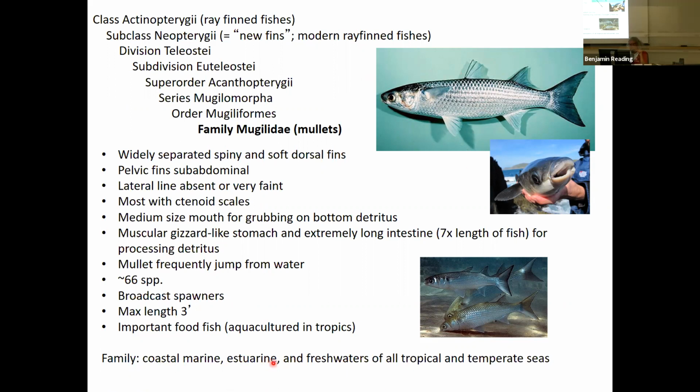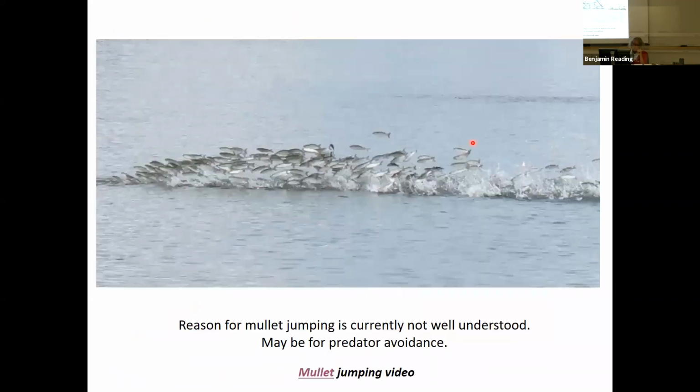Coastal marine estuaries, you know, they can come into the estuaries, like, for instance, the Pamlico Sound. Also fresh waters of tropical and temperate seas. So they've got kind of a freshwater by marine distribution and also coastally in the estuary. So quite a wide distribution of family Mugillidae, the mullets. So these are a picture of these things.